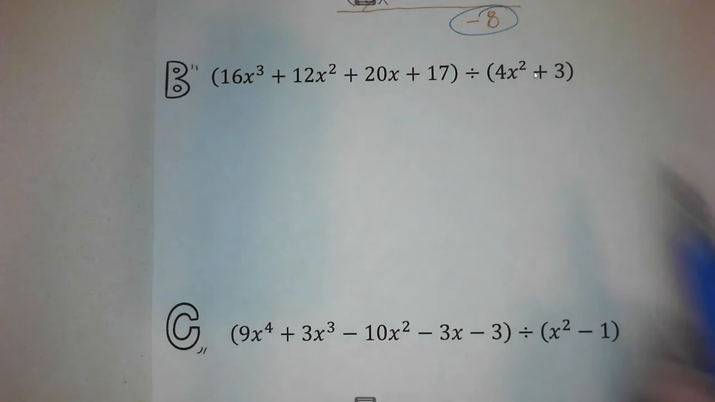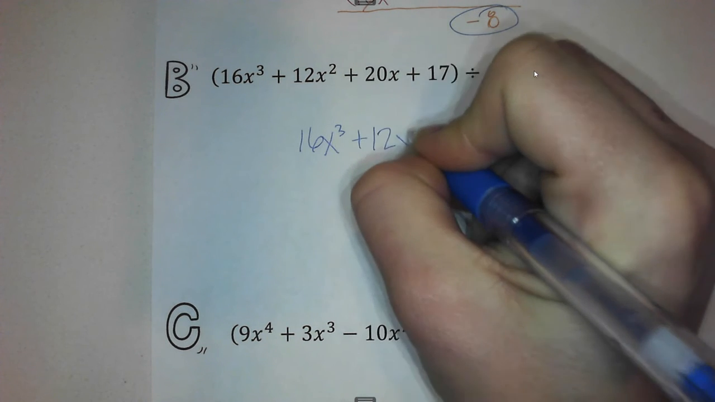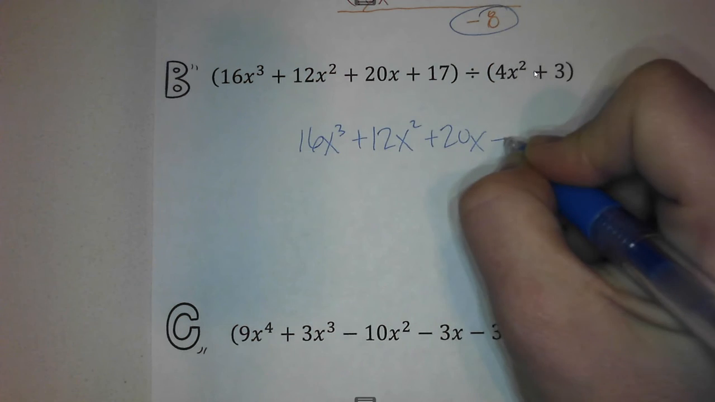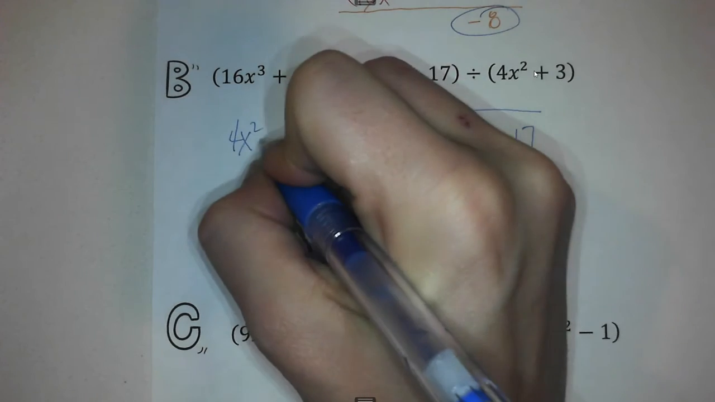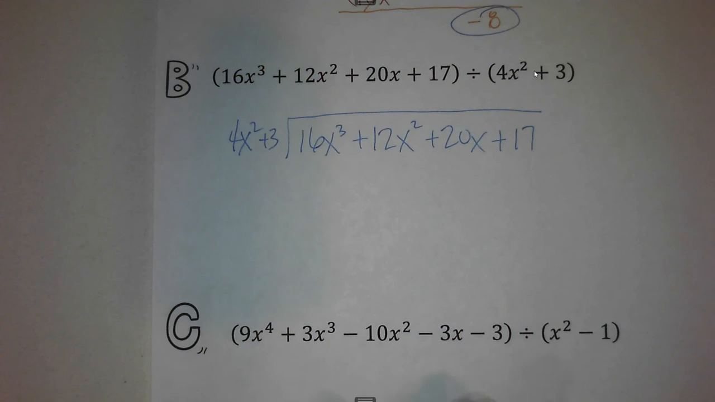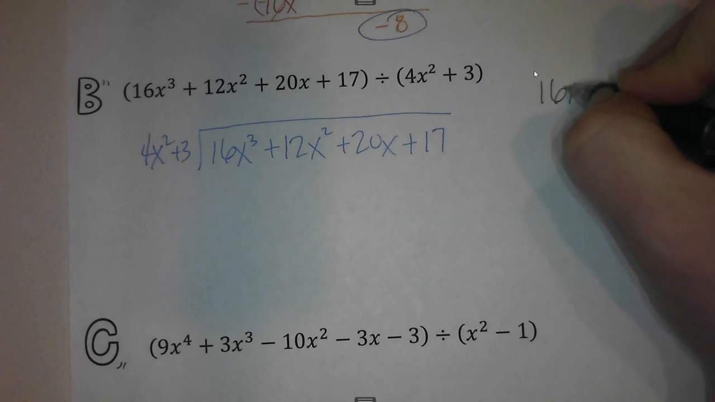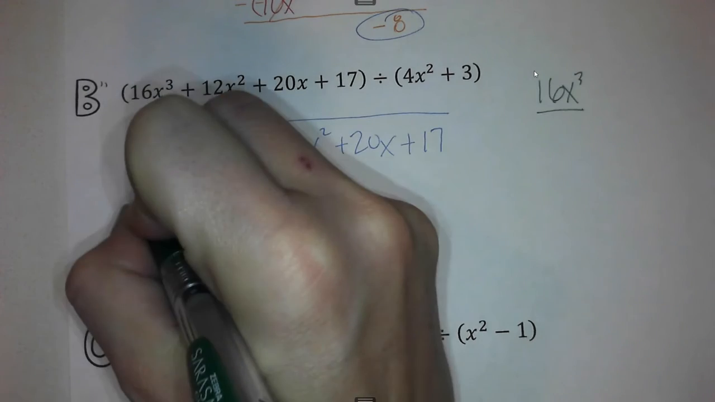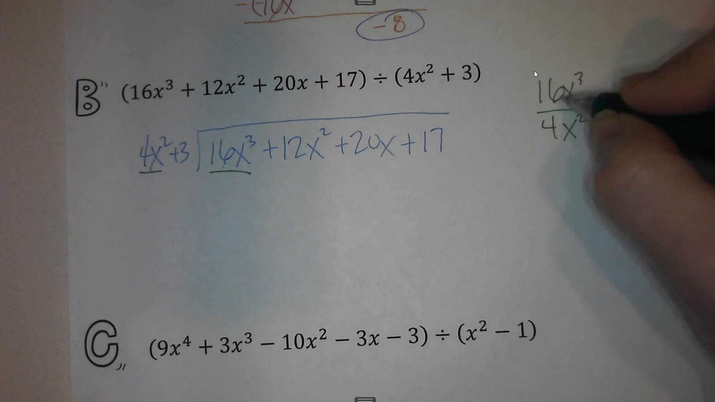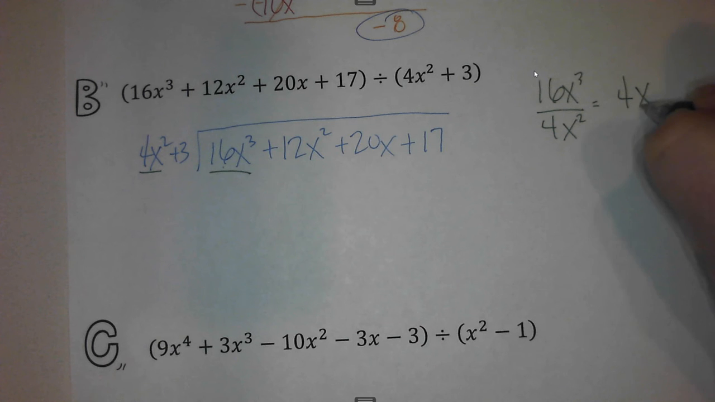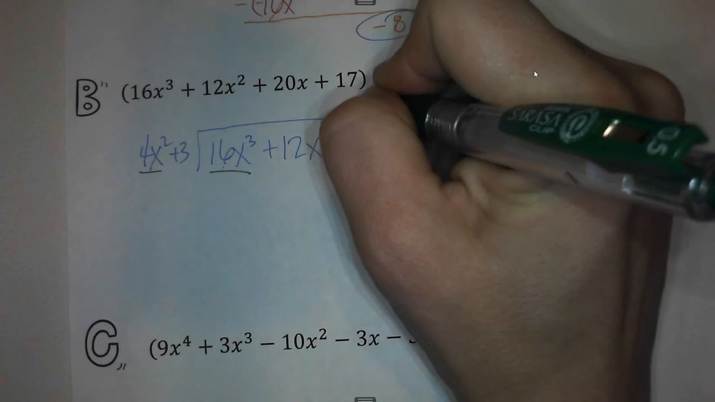We've got all of them here, so we don't have any zeros. 16x to the third plus 12x squared plus 20x plus 17 divided by 4x squared plus 3. Okay, we're just doing the same process over and over and over. 16x to the third divided by 4x squared. It's going to give us 16 divided by 4 is 4. That's going to leave me with 1x on top. Remember, that goes above the 1, the x.